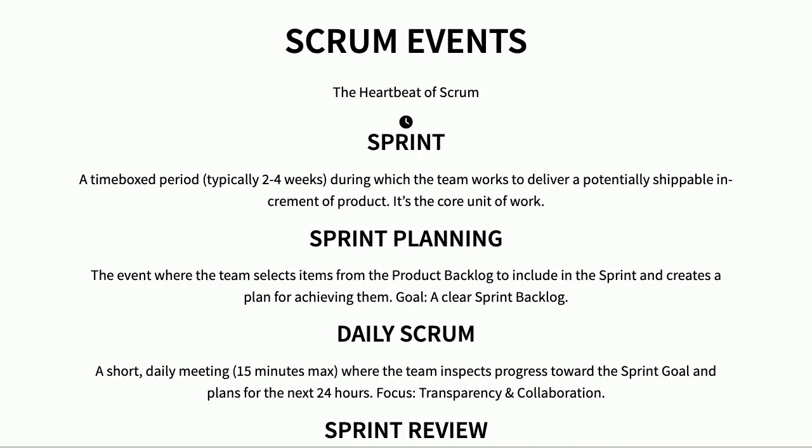Okay, so let's talk about the key events that keep Scrum moving. First, we have the sprint. It's like the team's little project window, usually lasting 2 to 4 weeks. Then comes sprint planning, where the team decides what they'll tackle and how. Next up is the daily scrum, a quick check-in for everyone on the team. After that, it's sprint review time, where the team shows off their work and gets feedback from stakeholders. Finally, there's the sprint retrospective. This is all about learning and getting better as a team.